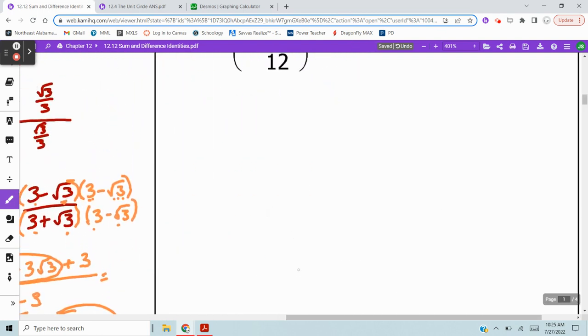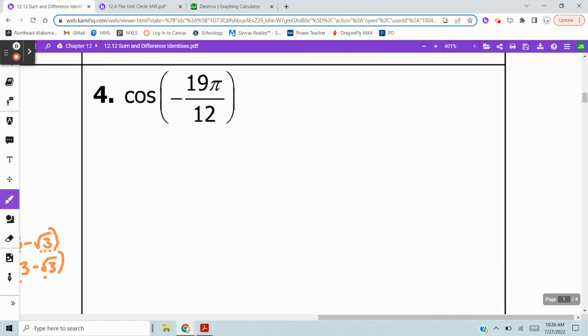Next problem. We have the cosine of negative 19 pi over 12. And again, we're going to plug in the 180 for pi. We're going to do 180 divided by 12 times 19. And that gives me the cosine of negative 285. And again, that 285 is not going to be something you find on your unit circle. We're going to have to look for things that add or subtract.